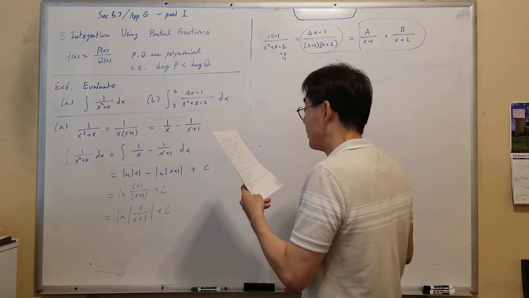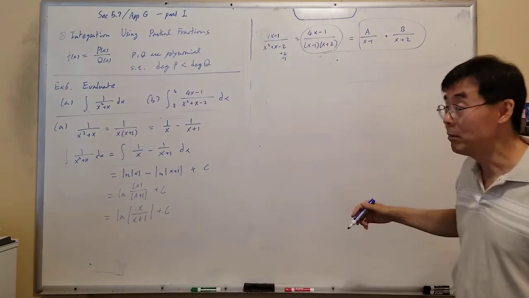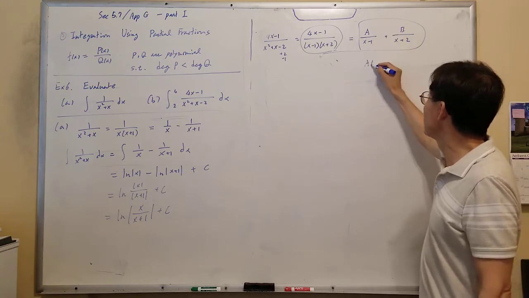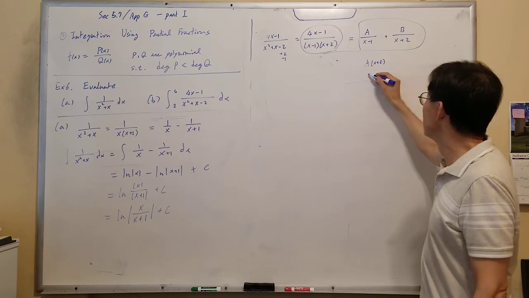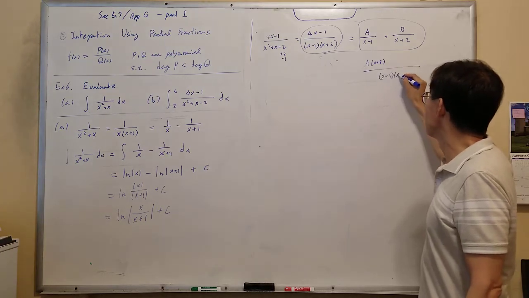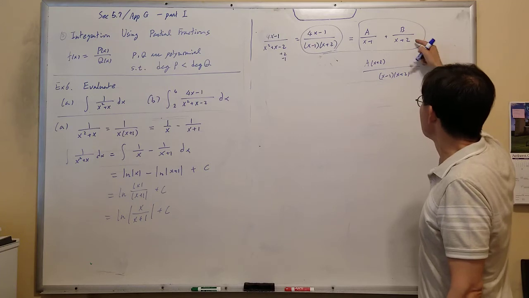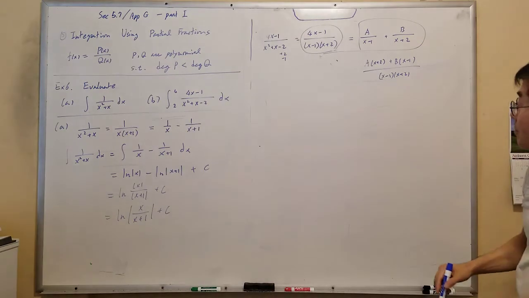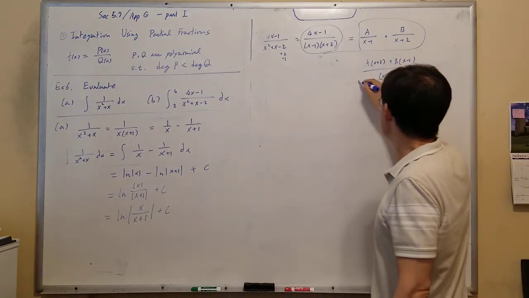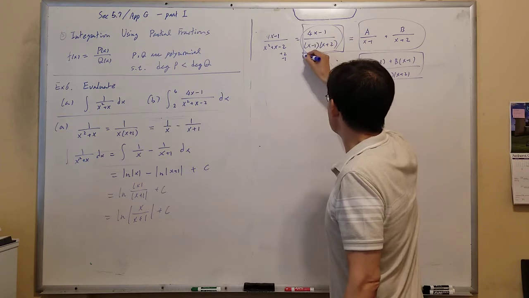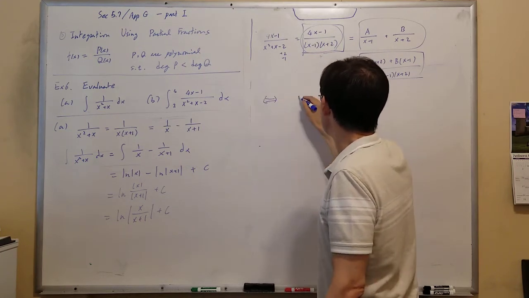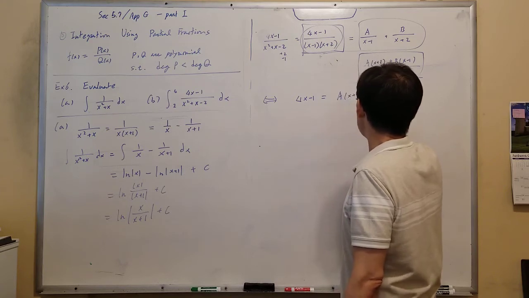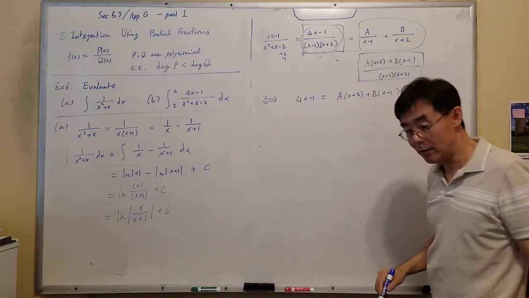So, now how do we get a and b? Now, try to combine this one: a times x plus 2 over x minus 1, x plus 2, and b times x minus 1. So you can combine this one using common denominator x minus 1, x plus 2. We want this to be equal to this. Therefore, that means the numerator 4x minus 1 has to be the same as this one. Alright?